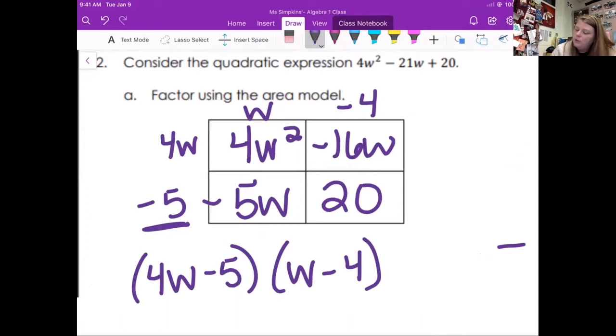Okay, so were you good with getting the 4W, the W, and the negative 4 part before I talk about the negative 5? Okay, so then when I didn't have negative 5 here, I know that this bottom left box, W times something, has to give me negative 5W. So that something would have to be negative 5. Is that clear?